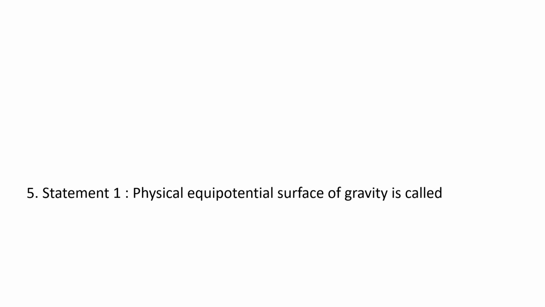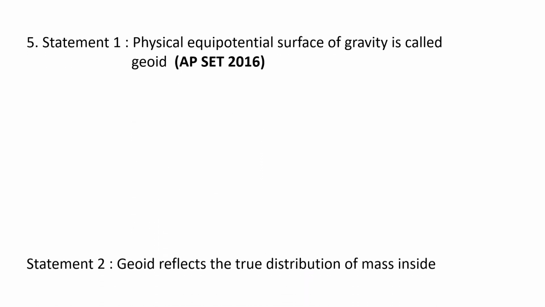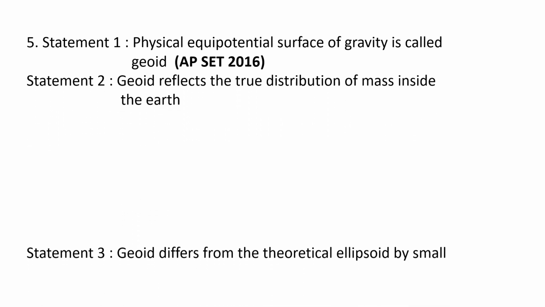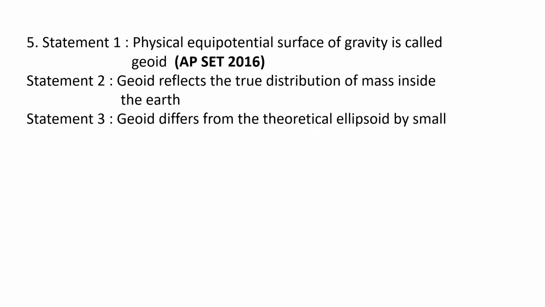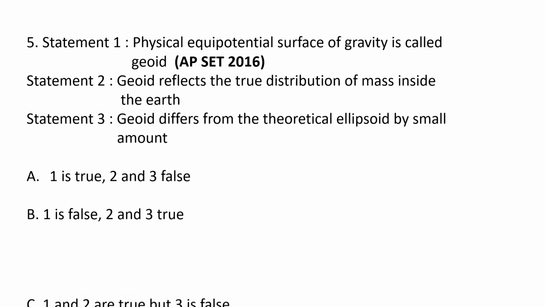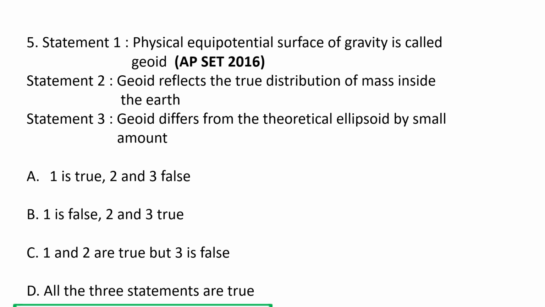Next question. Statement 1. Physical equipotential surface of gravity is called geoid. Statement 2. Geoid reflects the true distribution of mass inside the Earth. And statement 3. Geoid differs from the theoretical ellipsoid by small amount. Out of these three statements, the choices are A. 1 is true, 2 and 3 are false, B. 1 is false, 2 and 3 are true, C. 1 and 2 are true, but 3 is false, and D. all the 3 statements are true. The correct option goes as D. All the statements are true.